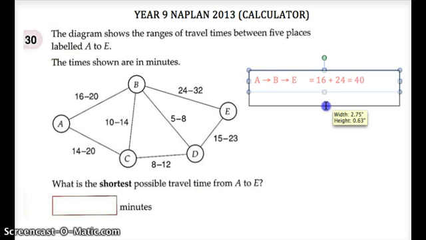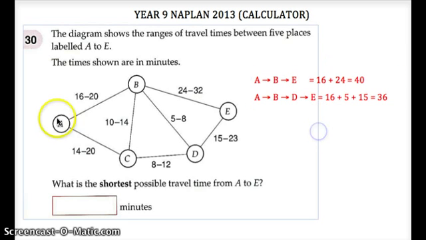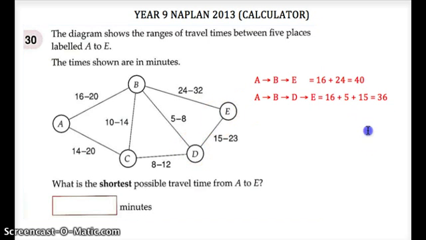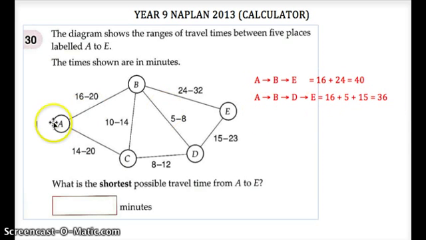Another way that we can travel is going from A to B, then D, E. So if we try that route, we're travelling 16 minutes and then 5 minutes and another 15 minutes. So if we add those three numbers together, 16 plus 5 plus 15 is 36 minutes. So we've gone from A, B, E, then we've gone A, B, D, E.